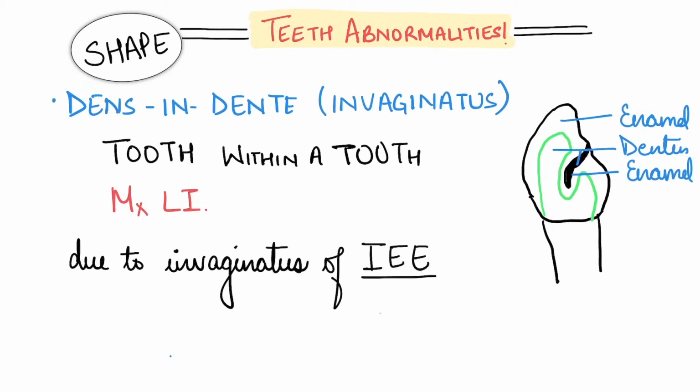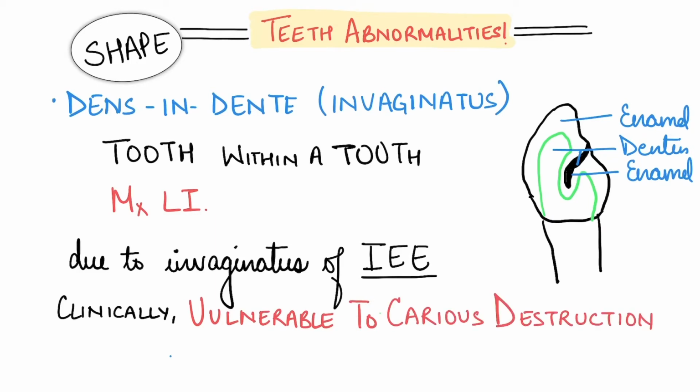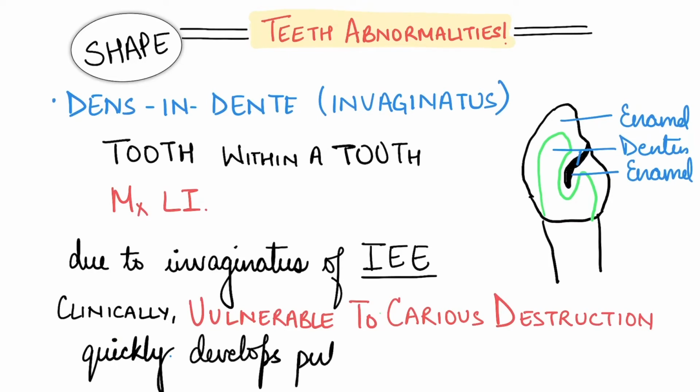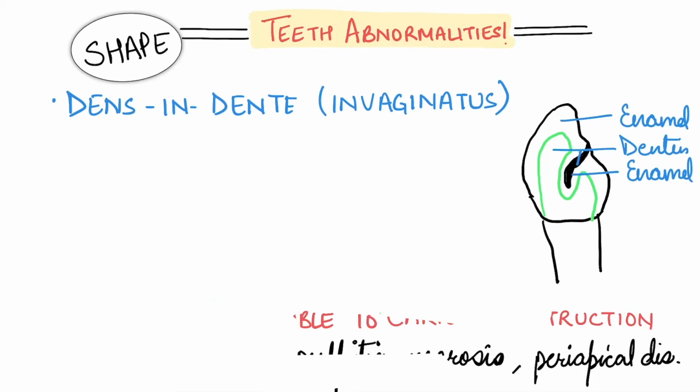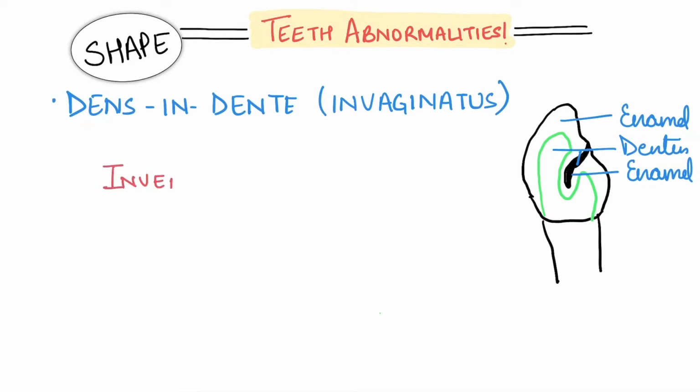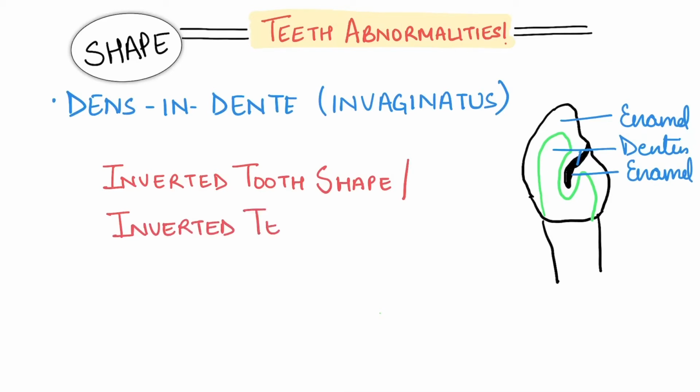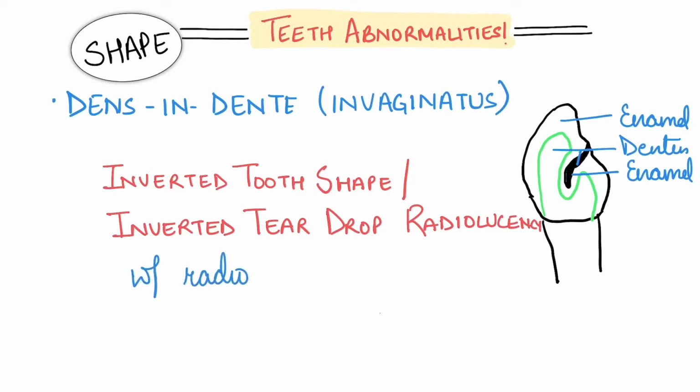This ingrown tooth has a very thin and often defective layer of enamel and dentine, and this is extremely vulnerable to caries destruction soon after the tooth erupts in the oral cavity. So this is clinically important for us because this may result in quick development of pulpitis, pulp necrosis, or any inflammatory periapical disease in the associated tooth. If we talk about its radiographic feature, you will see an inverted teardrop or tooth-shaped radiolucency, which would be surrounded by a radio-opaque border. So it is like looking at a tooth within a tooth. This radio-opaque border represents the enamel of the invaginated tooth.